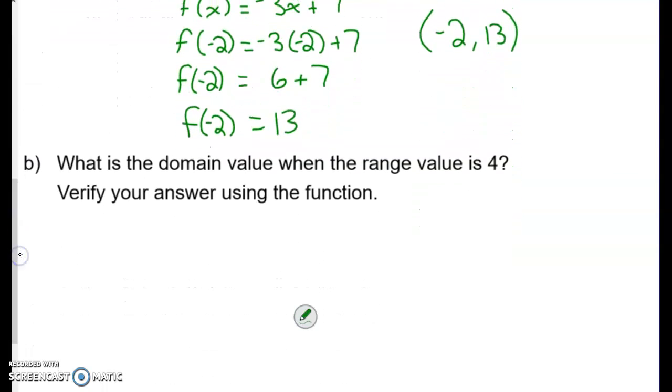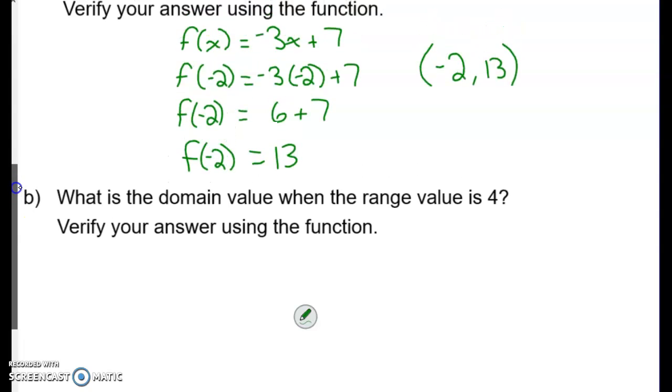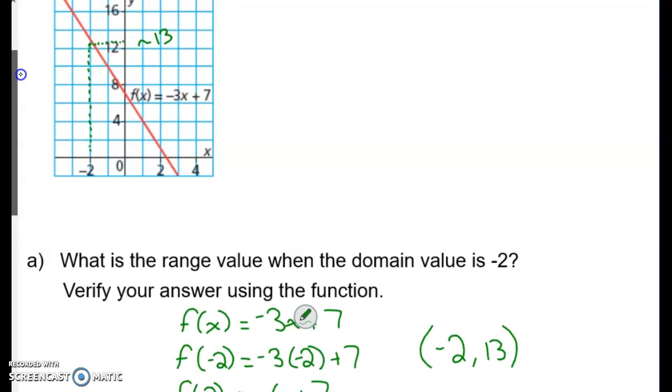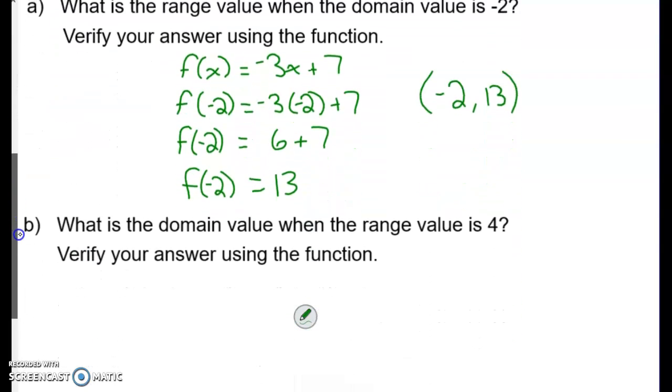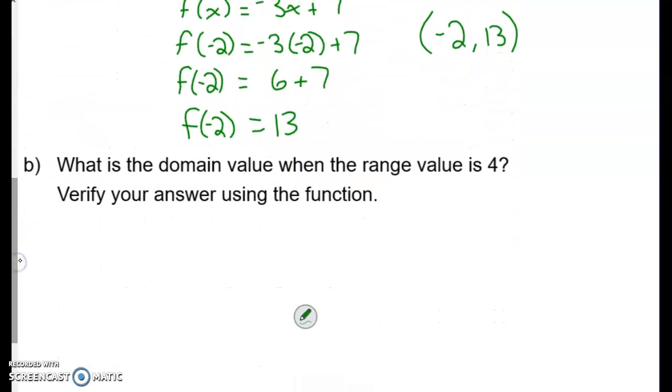What is the domain value when the range value is 4? So let's go back up to the graph for a second. So when the range value is 4, I would estimate that my domain value would be approximately 1. Let's check and verify that using my function.